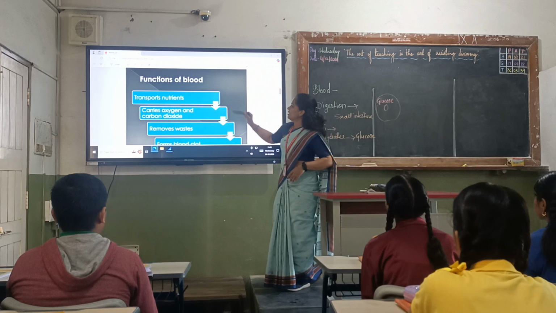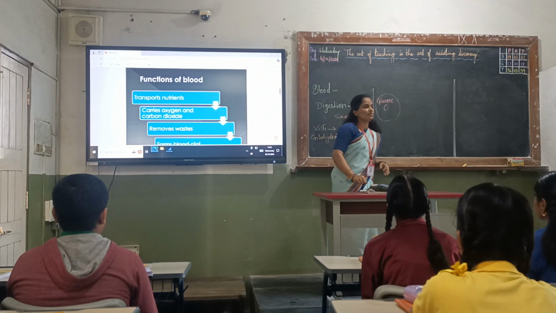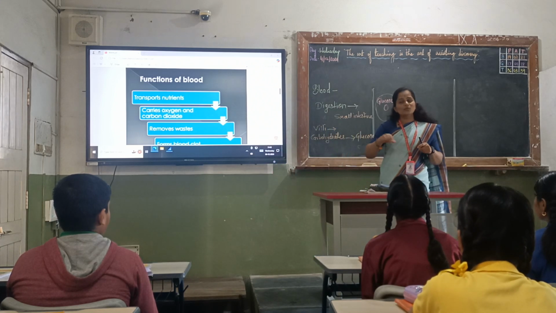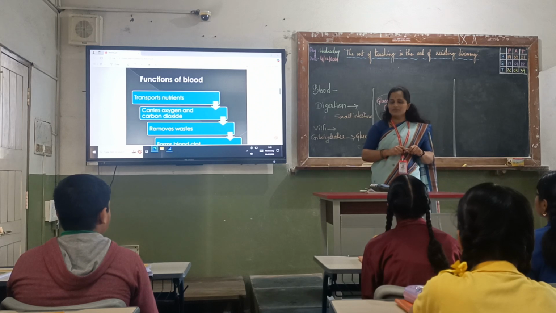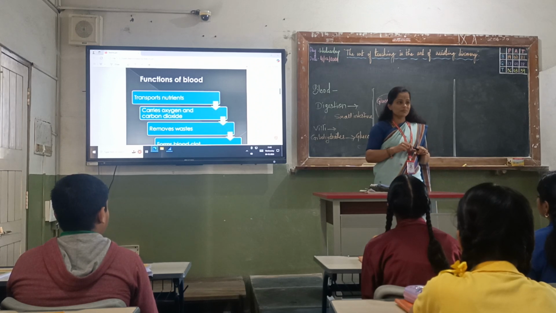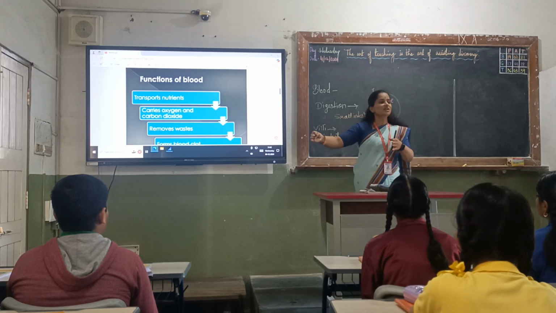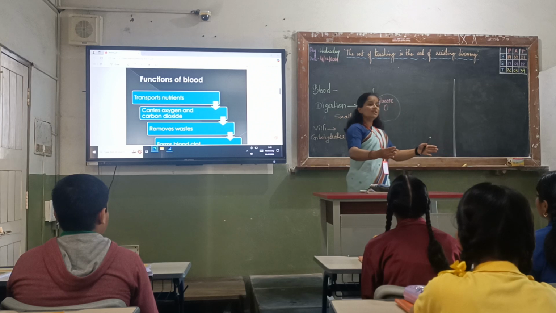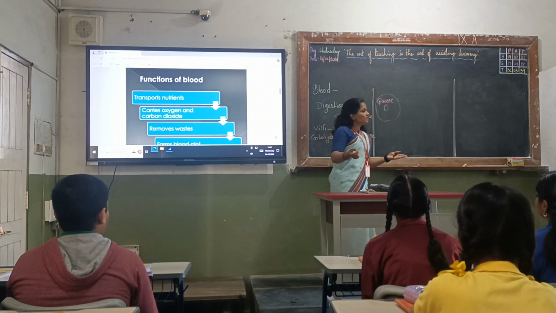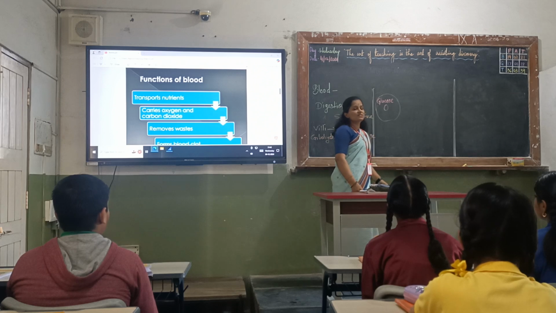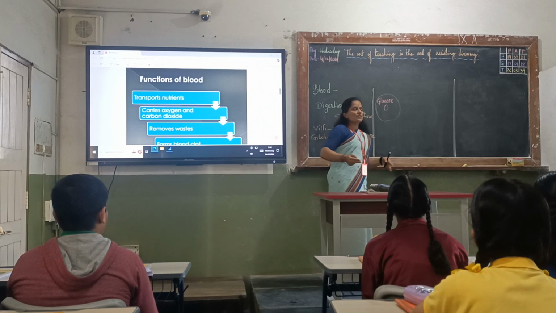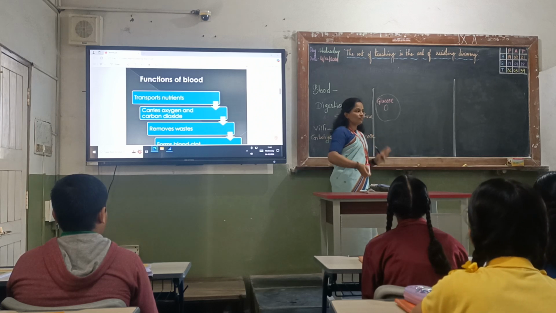Second, blood also carries oxygen and carbon dioxide. How? You know that we breathe, and when we breathe, we take oxygen inside. Then that oxygen passes through the nasal cavity and reaches the lungs, and from the lungs there are also blood vessels. The blood vessels are everywhere in the body. So those blood vessels carry oxygen from the lungs and transport it to each and every cell of the body.